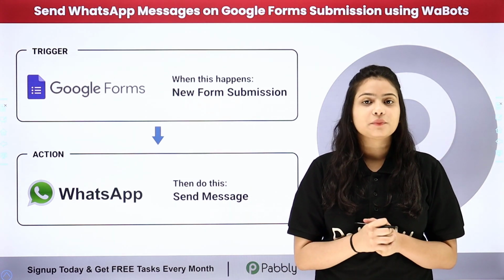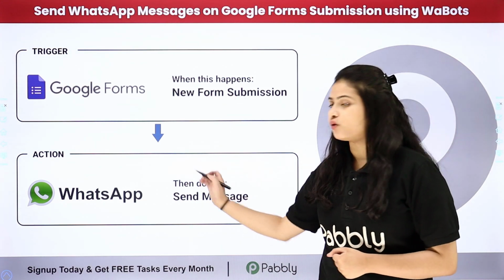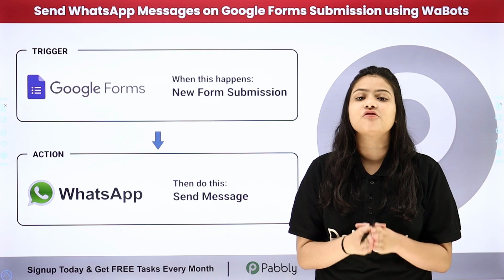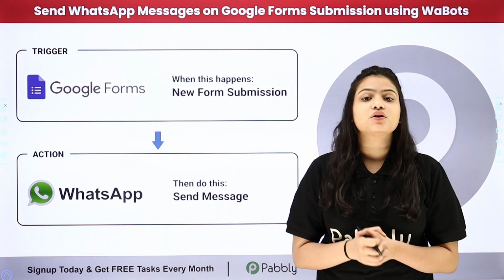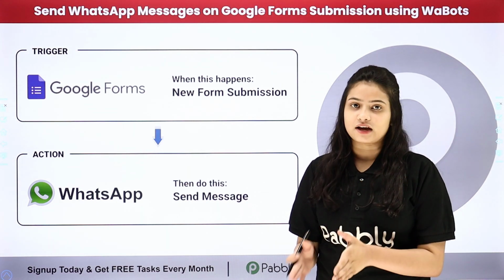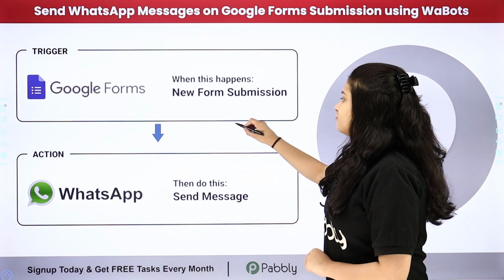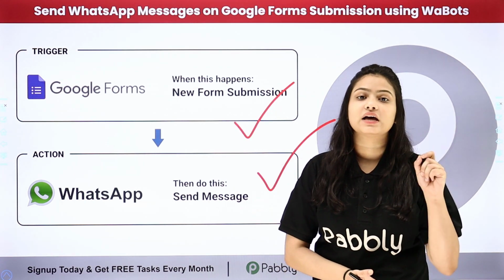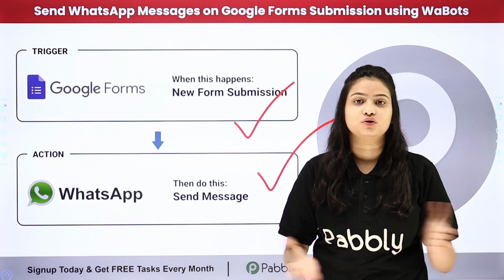For this, we will have to set up a connection between Google Forms and WhatsApp, and we are going to do that without any coding or programming skills with the help of Pabbly Connect. Pabbly Connect works on two principles: trigger and action. In the trigger we are going to take Google Forms, and in the action I am going to take WaBots in order to send WhatsApp messages with the help of templates to all the people automatically.